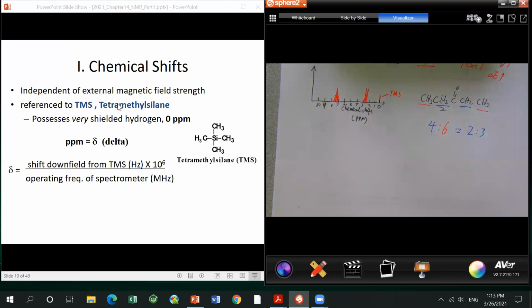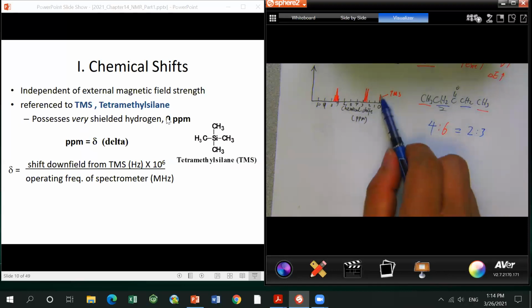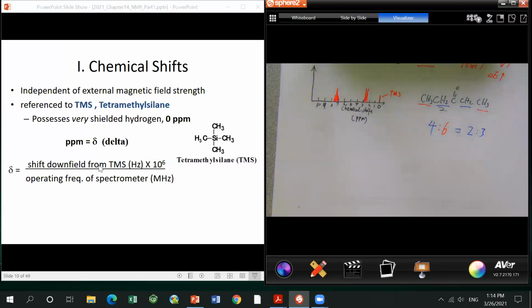So how do we do that? First, we add a little bit of TMS, an internal standard, into your NMR solution. TMS is tetramethylsilane. All 12 protons in tetramethylsilane show 0 ppm. That's here, this guy. Then for all other protons, we use this one as the reference, take the shift downfield from TMS, times 10 to the 6, and divide the whole thing by the instrument frequency. That gives you the chemical shift.